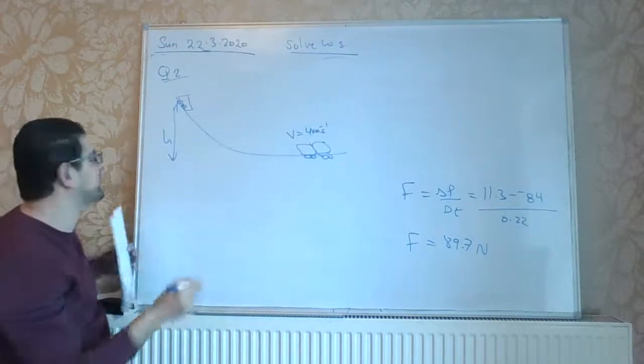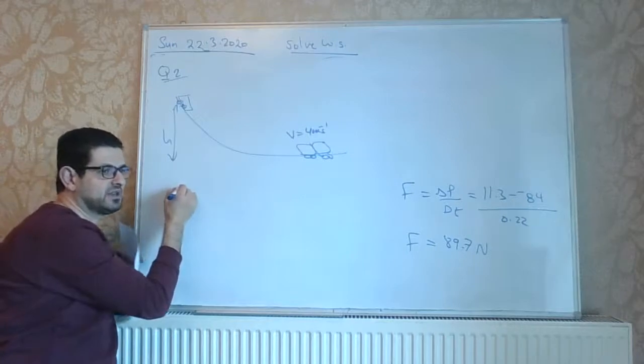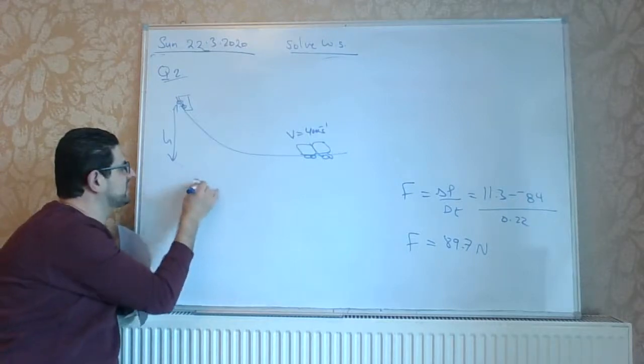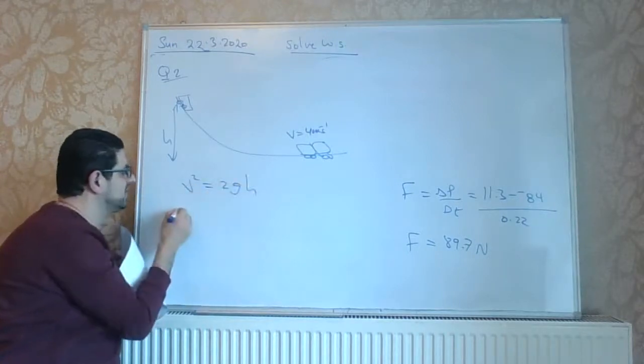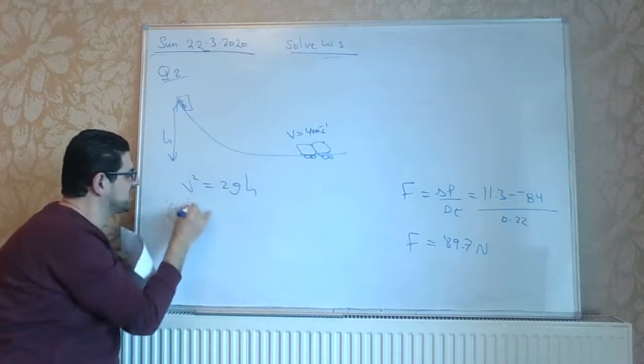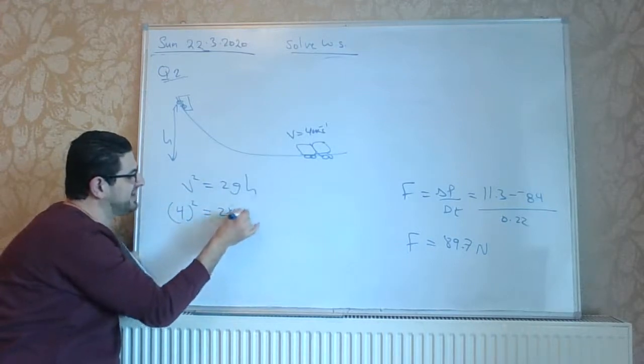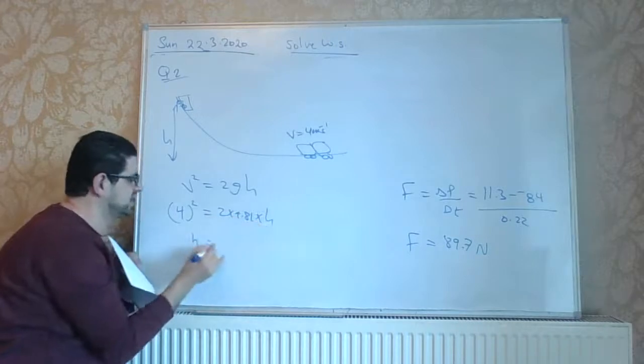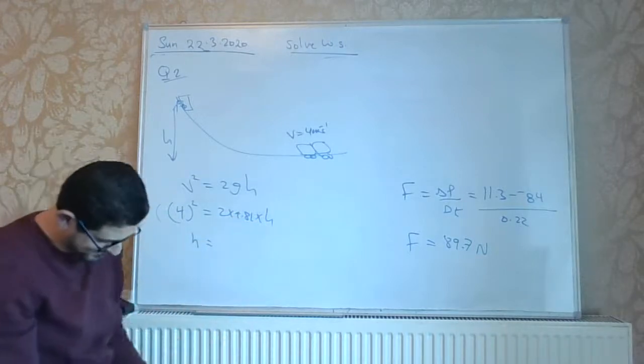You may assume there is no friction. Since there is no friction, then we said v squared equals 2gh. V squared, 4 squared, equals 2 times 9.81 times h. Then h equals... how much did you get?